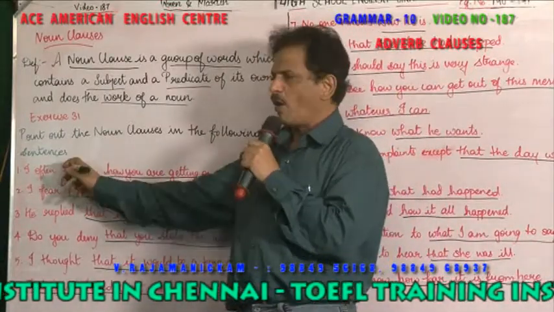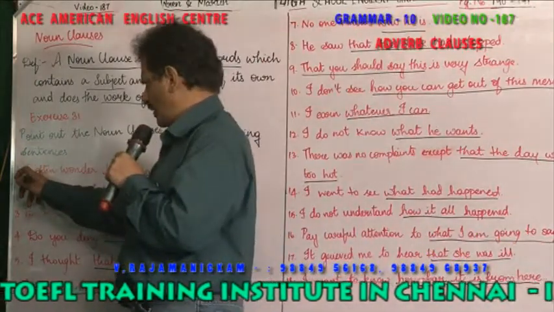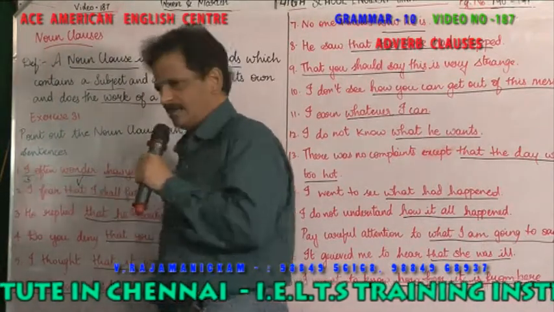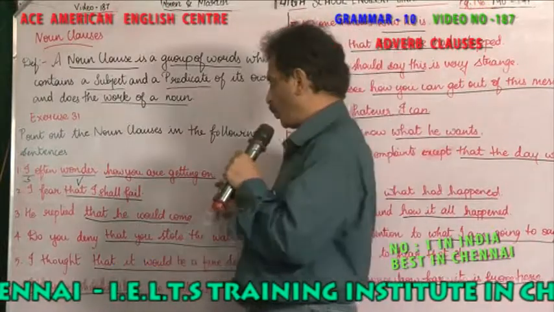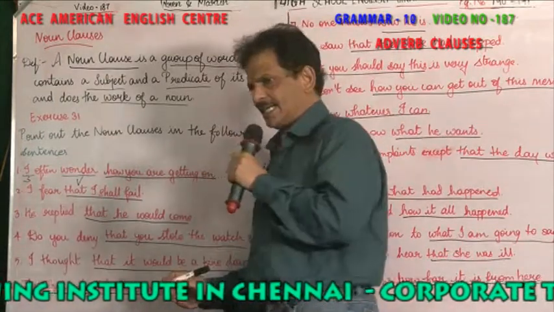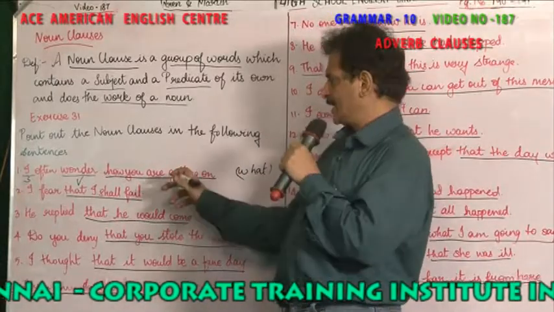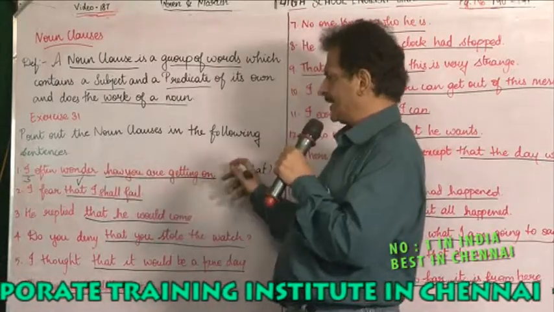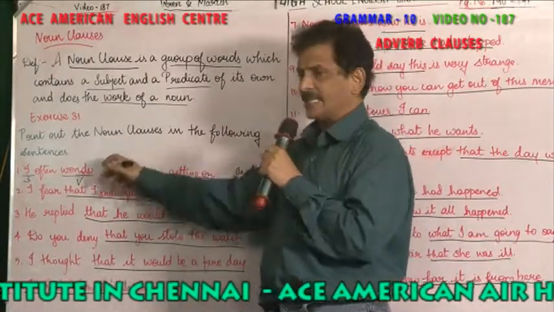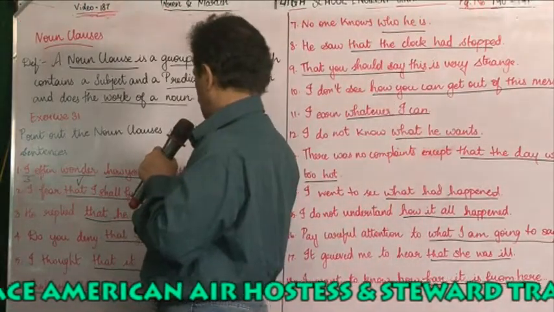This sentence, I often wonder, means what? I often wonder: I is the subject, wonder is the verb. I often wonder what? You ask a question, what? You get an answer: how you are getting on. This how you are getting on is the object of the verb wonder. And this object does the function of a noun. So this is called a noun clause.